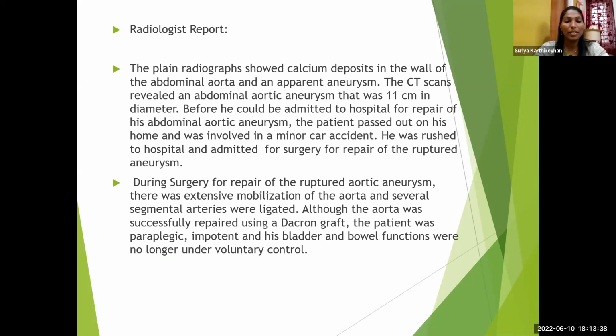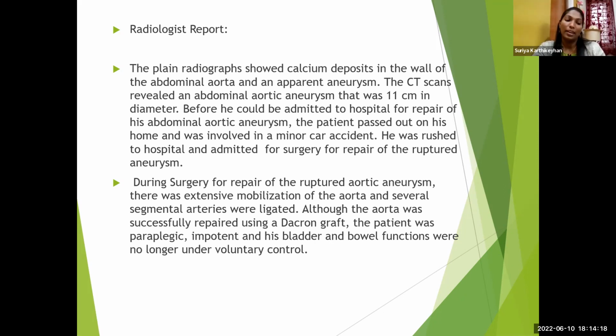Okay, what happened during the surgery? During surgery for repair of the ruptured aneurysm, there was extensive mobilization of aorta. They are giving some more hints. There was extensive mobilization of aorta and several segmental arteries were ligated. Now we have to think, what is meant by segmental arteries? How are segmental arteries, aneurysm and spinal cord related? Okay, and then although the aorta was successfully repaired using a Dacron graft, the patient was paraplegic. Some more complications. The patient became paraplegic, impotent, and his bladder and bowel functions were no longer under voluntary control.